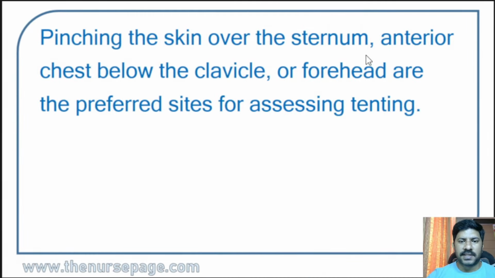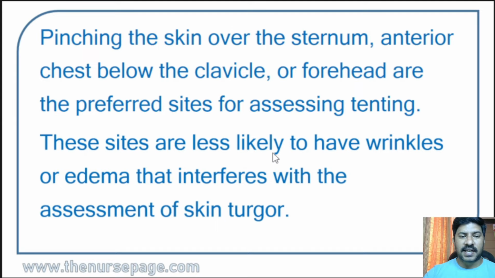Pinching the skin over the sternum, the anterior chest below the clavicle, or the forehead are preferred sites for assessing turgor in older adults or geriatric patients. These sites are less likely to have wrinkles or edema that interfere with the assessment of skin turgor. If there are wrinkles or edema, we cannot assess skin turgor properly. So in older adults, the anterior chest, the sternum, or the forehead are the best sites for assessing skin turgor.